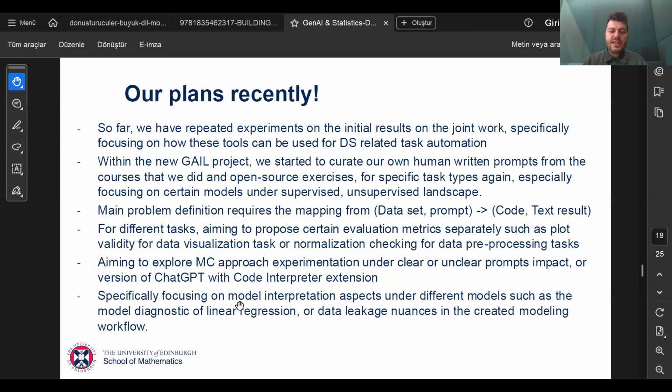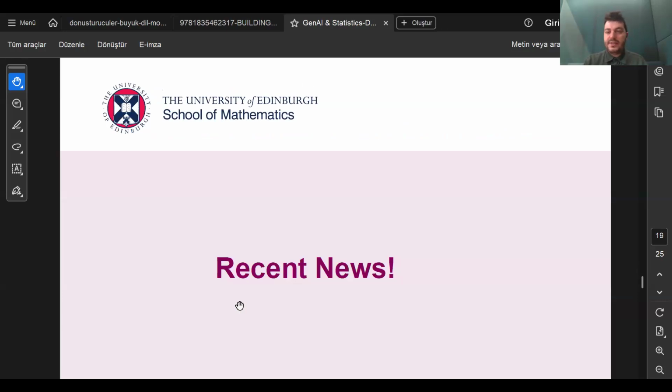I just mentioned it a little bit, but the main idea within that project is creating human written prompts, borrowing from our course examples and open source exercises, and creating new ones as a team, specifically touching on both the supervised and unsupervised learning landscape, and trying to understand how the models perform under different tasks regarding the metrics that we are proposing. Another possible idea, in addition to the model diagnostics, is to examine whether the created code is robust enough regarding data leakage, if it is a machine learning task. So we are going to examine in this direction.